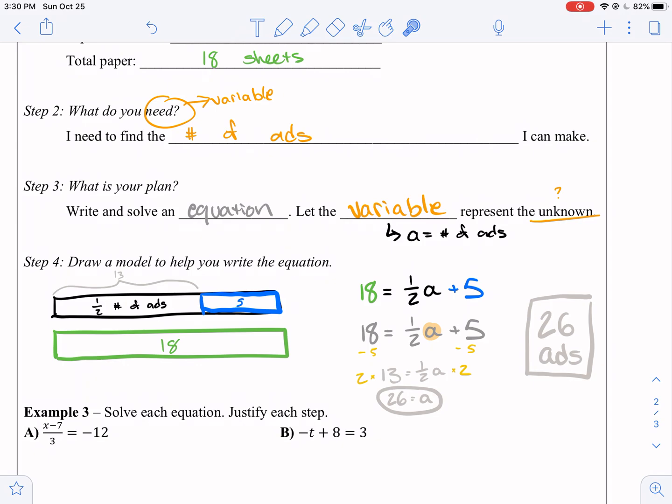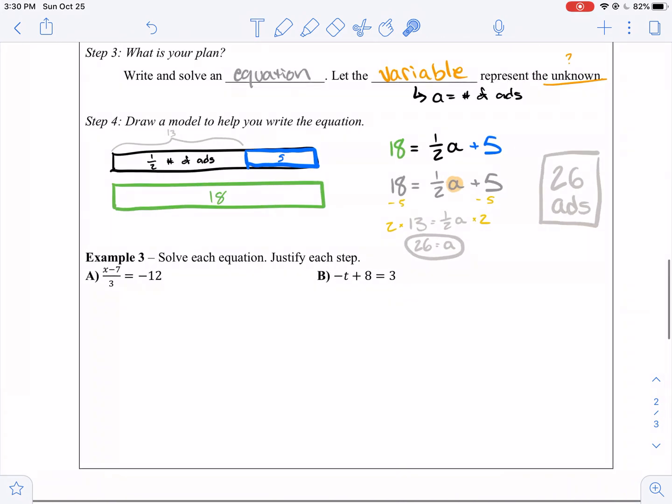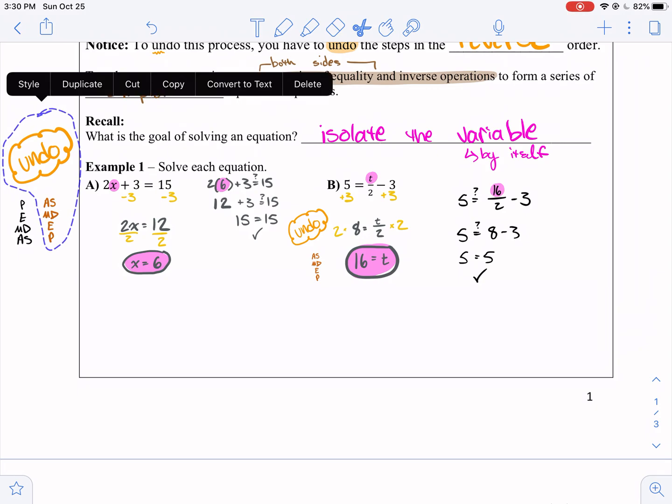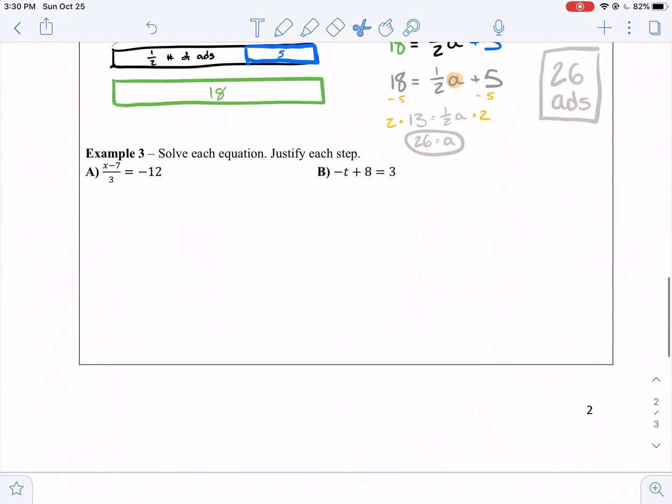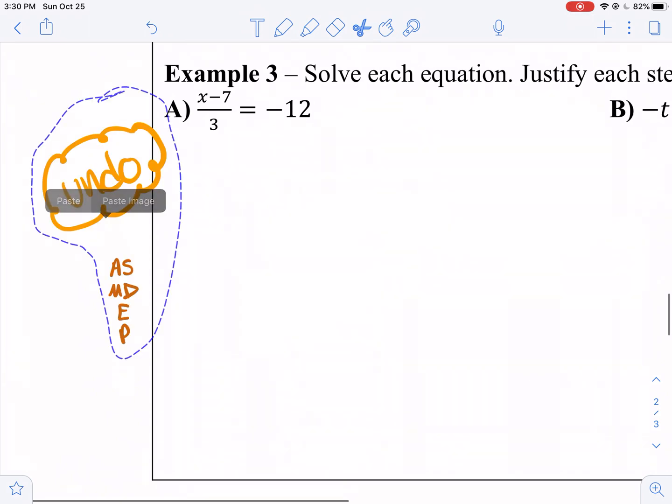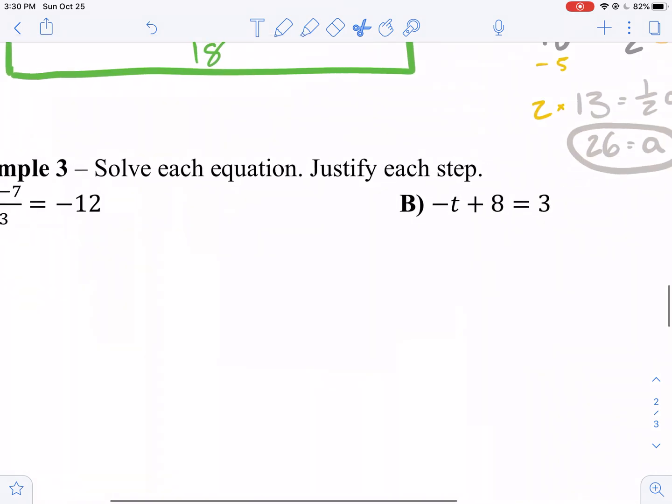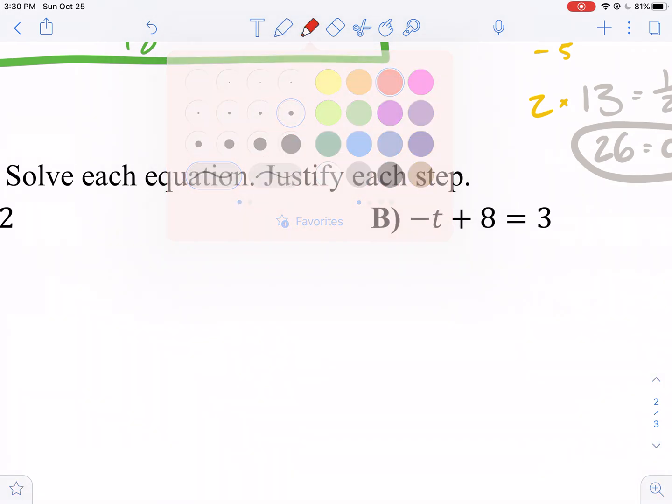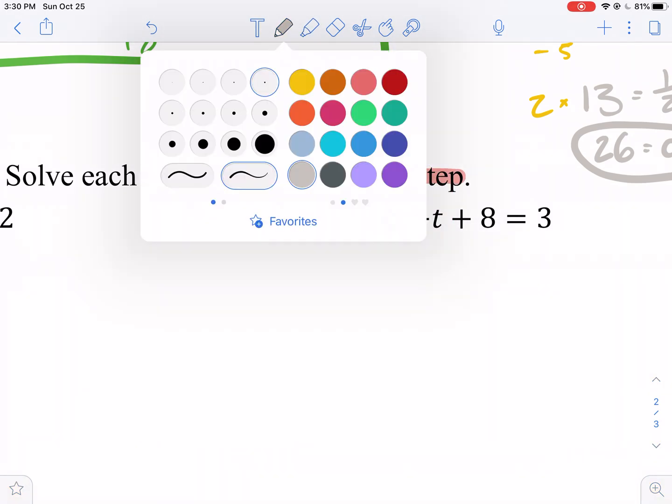Cool. Now we have 2 more examples to make sure you get it. So it's one thing to know the steps, but what's more important is knowing why you do what you do. So for each of these examples, we're going to do the steps we talked about earlier, but we're going to explain exactly what is happening, what our reasoning is. That's what justify each step means. Justify means explain why you do it.